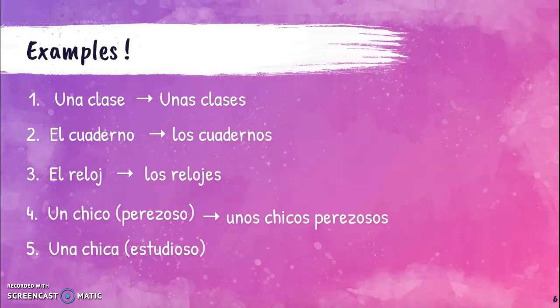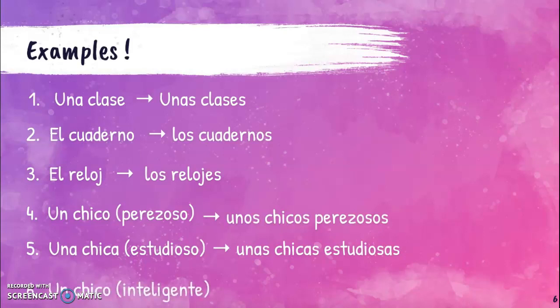Now looking at our adjective estudioso, it is ending in an O, which tells us as of right now, it's masculine and singular. So we need to make it plural and feminine. So first step is we're going to change that O to an A, and then we're going to add S to the end. So now all of it agrees. Unas chicas estudiosas.